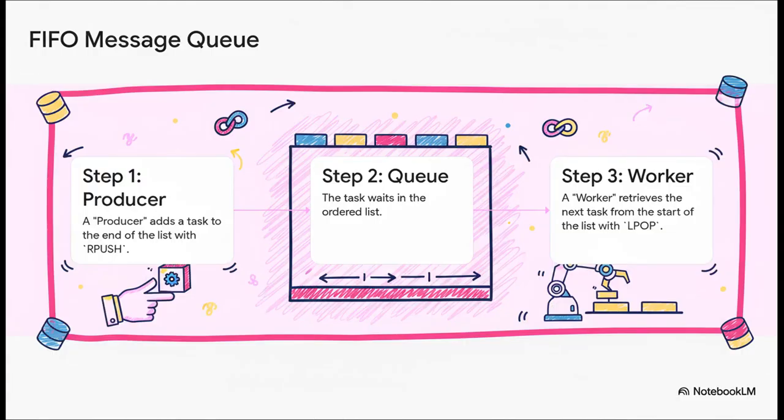And this slide shows a classic, super useful pattern. Imagine one part of your app, let's call it the producer, is adding jobs to the back of a line. Things like send this email or process this image. They just push it onto the list. Then you can have totally separate programs, the workers, that come along and grab the next job from the front of the line using LPOP. It's a simple, super robust, and incredibly effective way to handle background tasks without ever slowing down your main app.